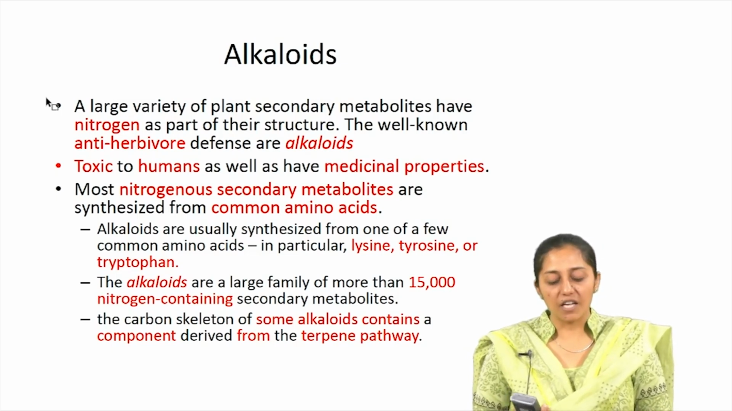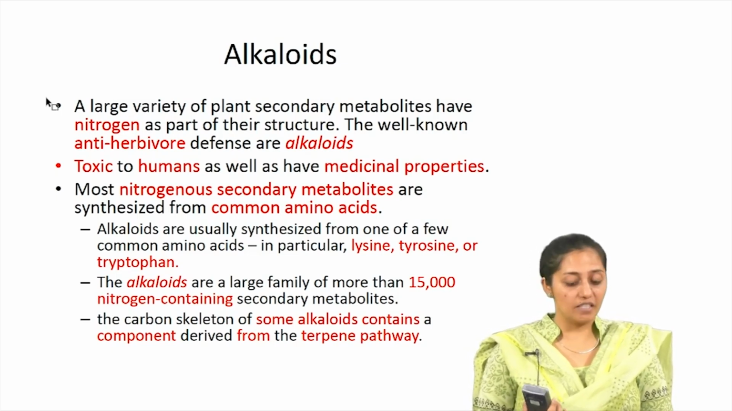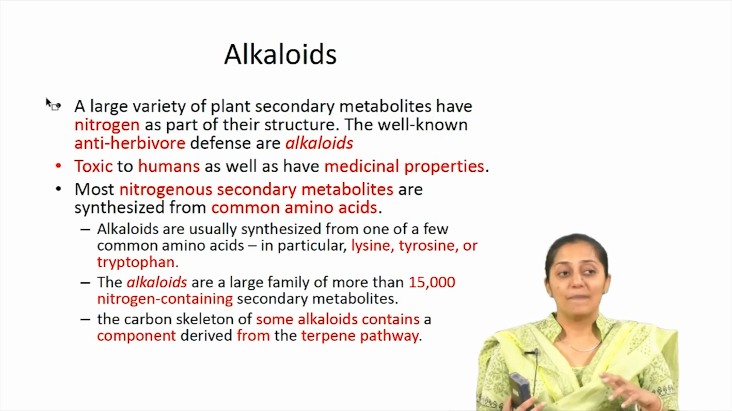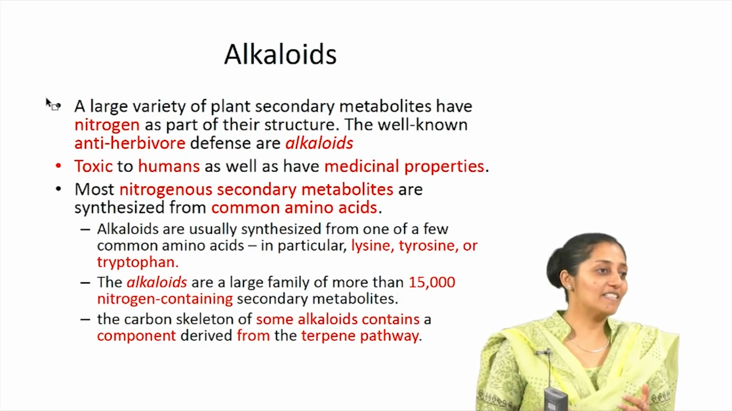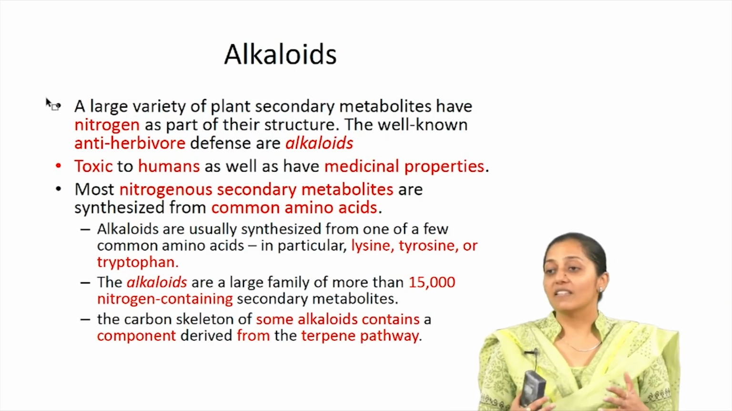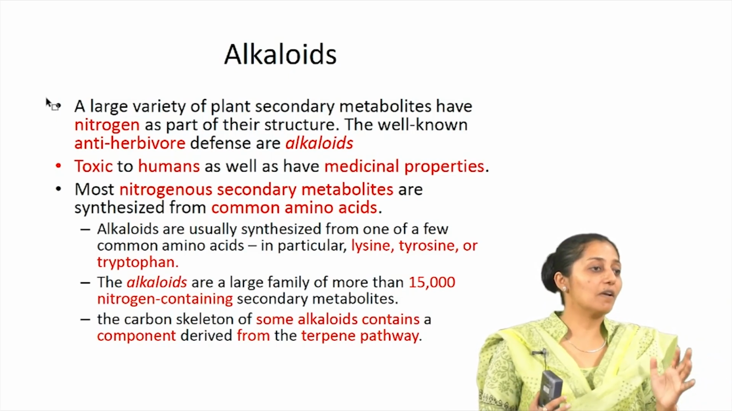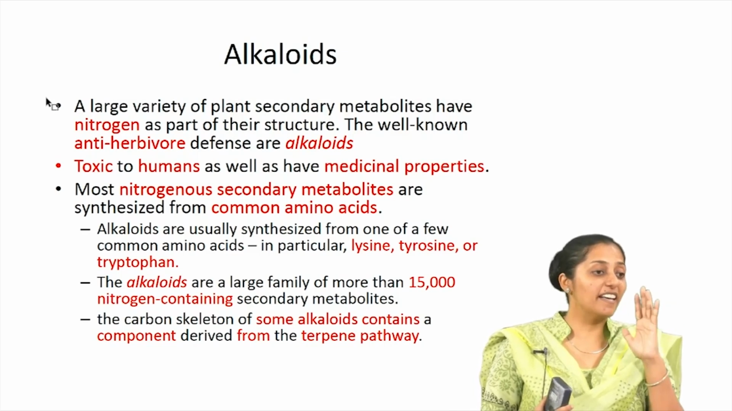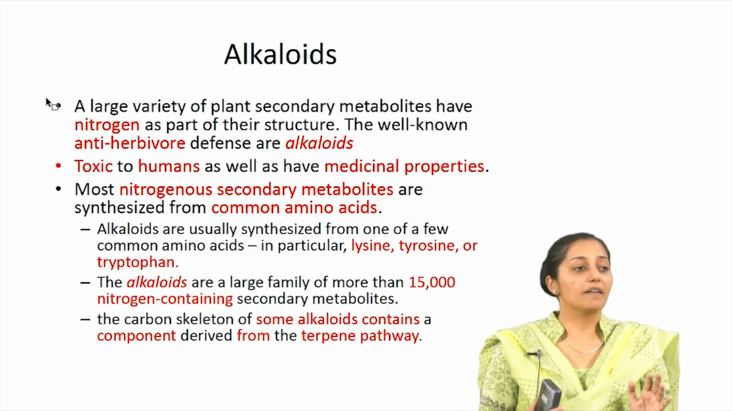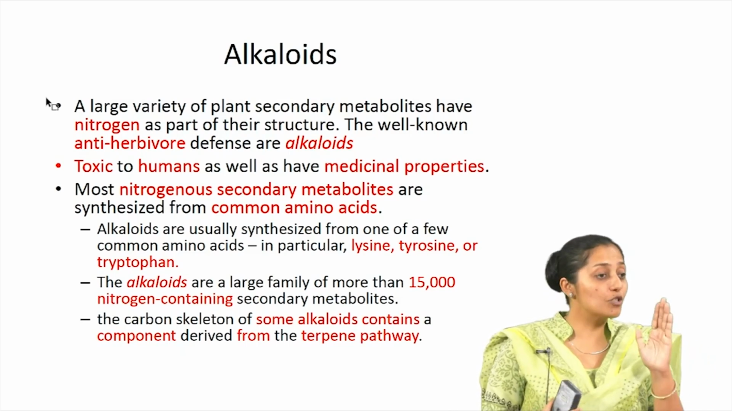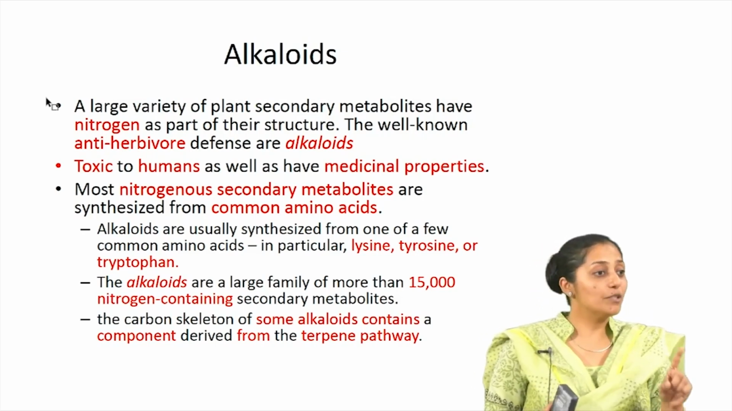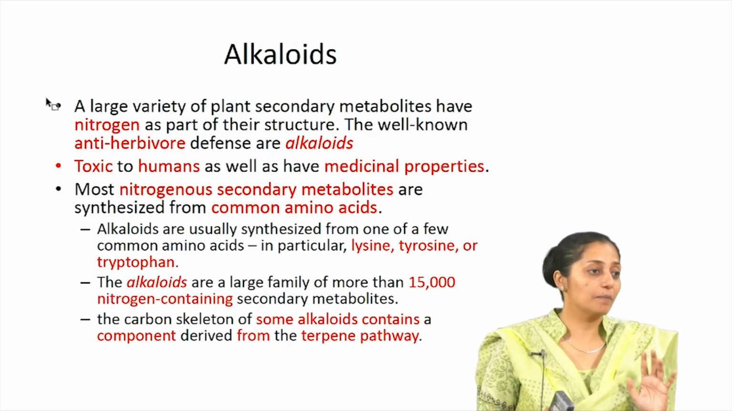The alkaloids are a large family of more than 15,000 nitrogen-containing secondary metabolites. So now can you see, 10,000 phenols, 15,000 alkaloids, and the largest group was triterpenes, much more than that. So imagine the wide array of secondary metabolites the plants are producing. How much carbon and energy is getting utilized, apart from growth, into secondary metabolites. So no wonder the plant has to judiciously prioritize the carbon flux into this wide array of secondary metabolites.